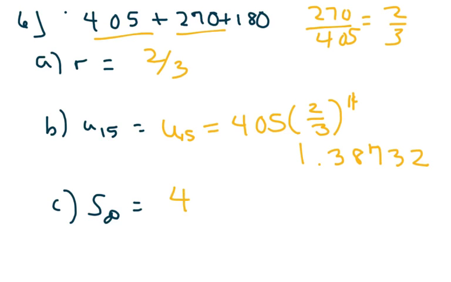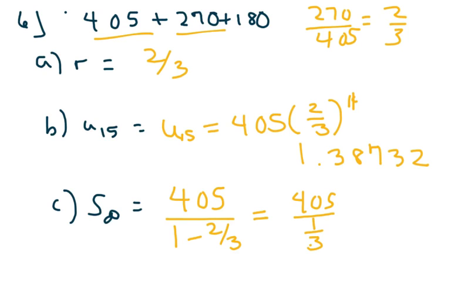They want you to find the exact sum here. So this is going to be 405 over 1 minus 2/3, which is 405 over 1/3, which is 3 times 405. 3 times 405 is 1215. Alright? It's so simple, it's boring.